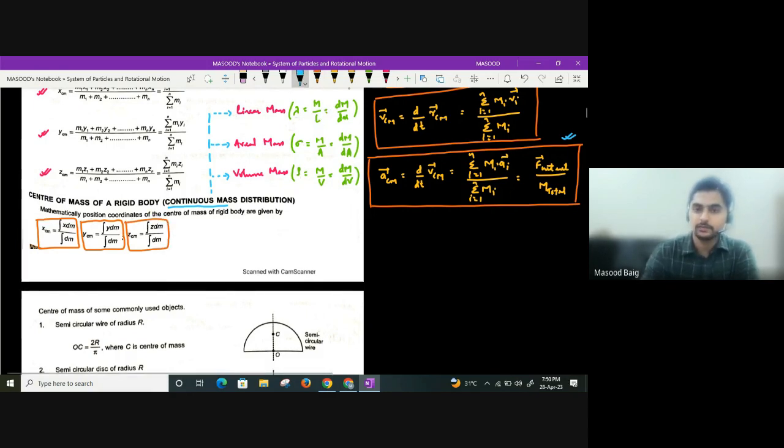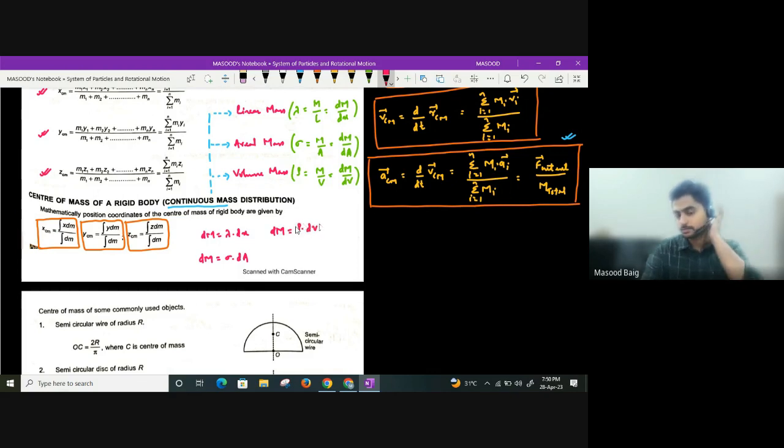How can I write the dm value here? As you all can see, if mass is distributed in length, I can write it as lambda into dx. If mass is distributed in area, I can write it as sigma into dA. If mass is distributed in volume, I can write it as rho into dV, guys. Is that clear? Now, what is x here? It is the x coordinate of center of mass of that element which we are taking. Similarly, y and z are the y and z coordinates of center of mass for the element. What is dm? It is the mass of the element, guys.